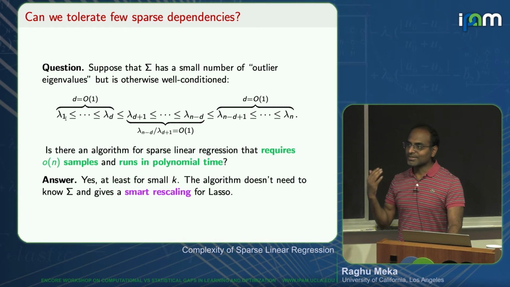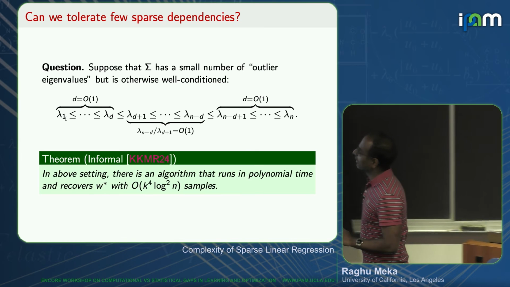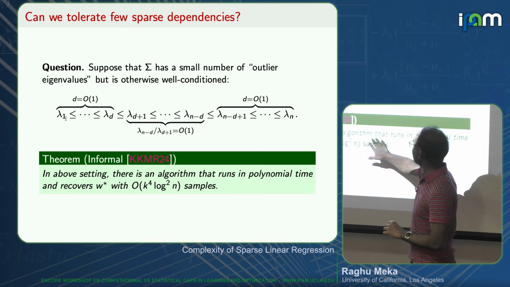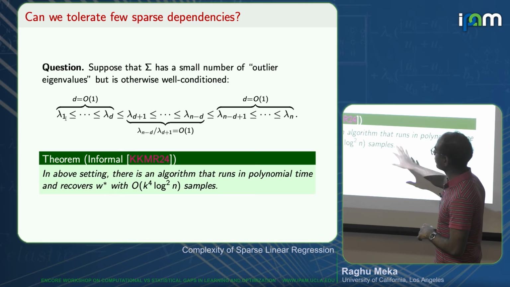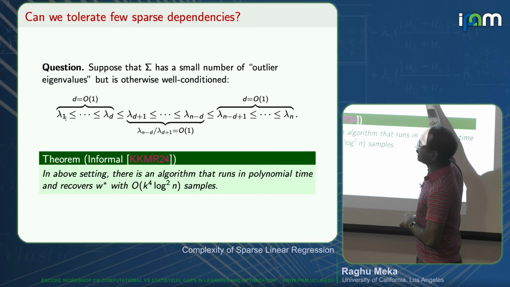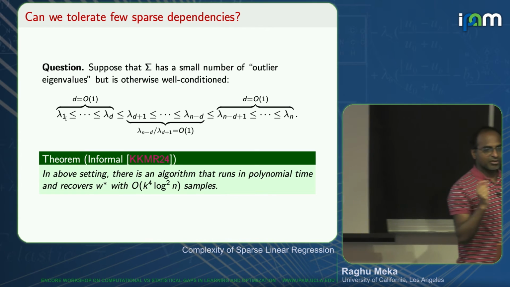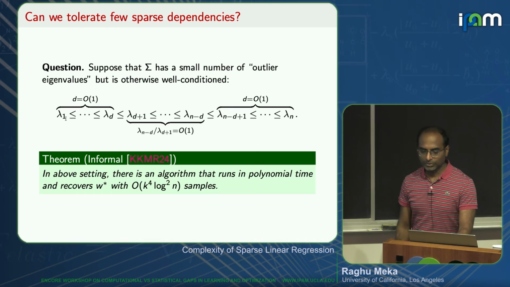And in fact, there's a nice, simple, iterative way to rescale things that will fix Lasso. Okay? And in particular, there is an algorithm that runs in polynomial time, requires W star. The number of samples is k to the 4 log squared n for d a constant. Okay, I think the dependence on d is exponential in d, the number of bad eigenvalues.